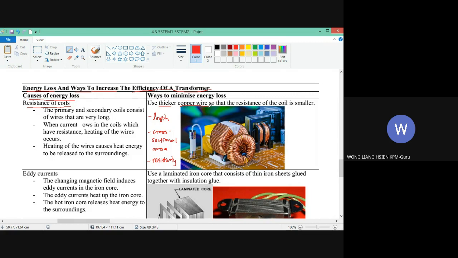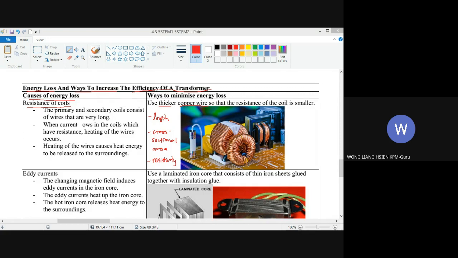Why do you only say thicker and copper wire, but don't say that we use a wire with shorter length? Why don't you say it's shorter? Because it is not suitable for this application. Not suitable for application in a transformer, right?